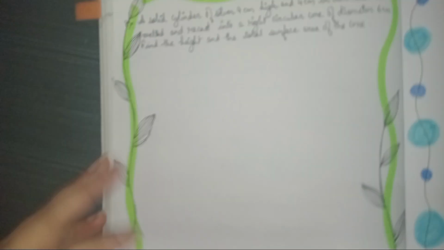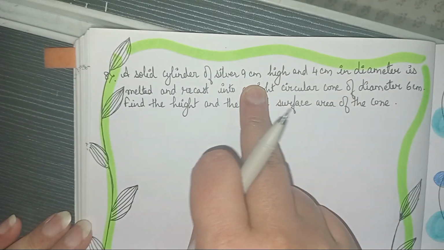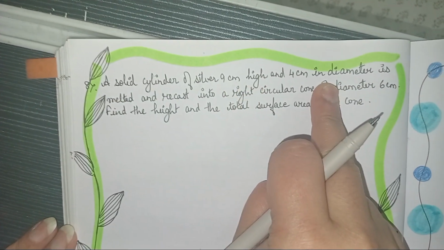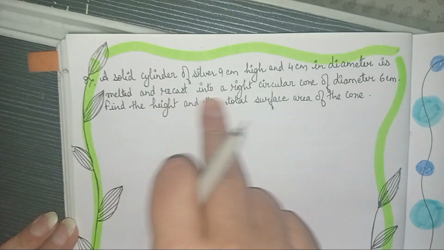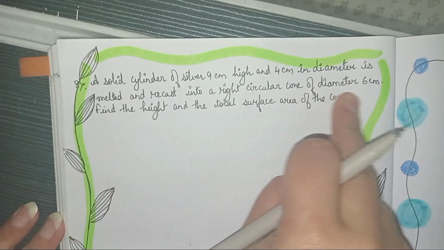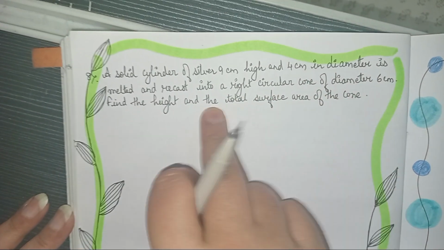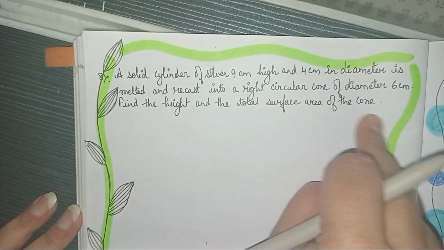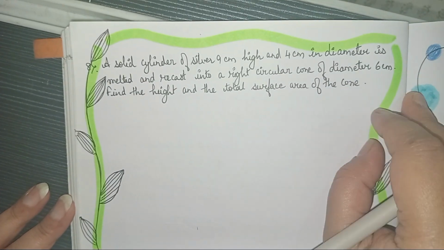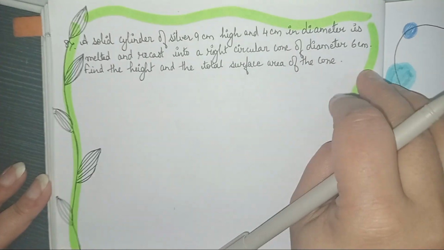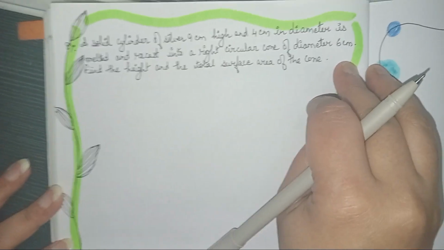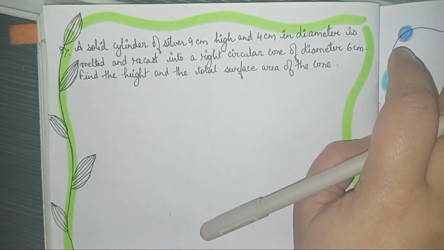Coming on to sum number 8. A solid cylinder of silver 9 centimeters high and 4 centimeters in diameter is melted and recasted into a right circular cone of diameter 6 centimeters. Find the height and the total surface area of the cone. At the same time, they have stated to give the answer till 1 decimal place.